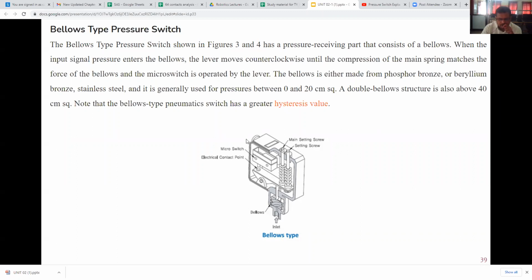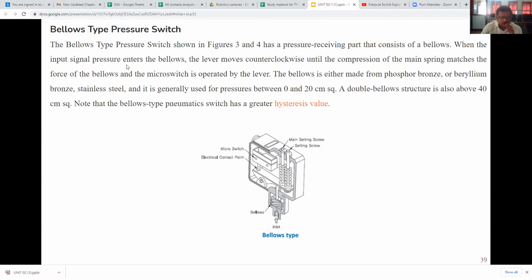Here you will see the construction first of all. It consists of a bellows. It is connected to the inlet point. This is the setting screw. This is the main setting screw. This is the micro switch. This is the electrical contact point.